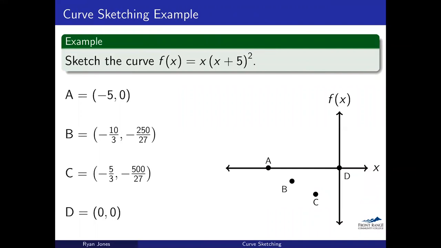You could make these notes: that right there is negative 250/27, and that right there is negative 500/27. That right there is negative 5. That right there is negative 10/3. And that right there is negative 5/3. So you could put all these labels and all these tick marks. I think that's very helpful to do.